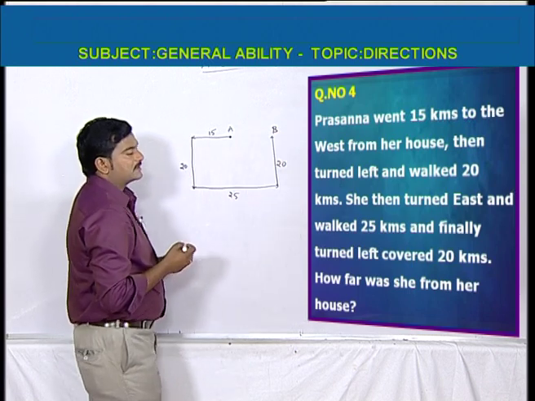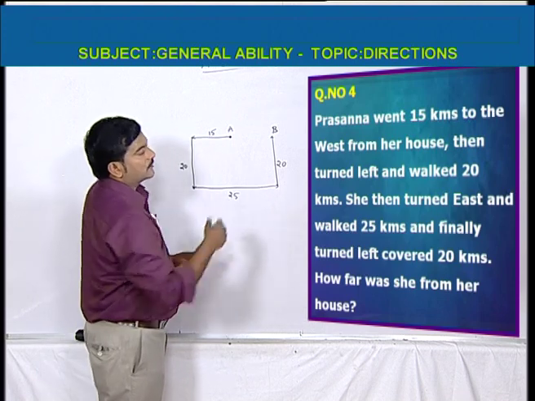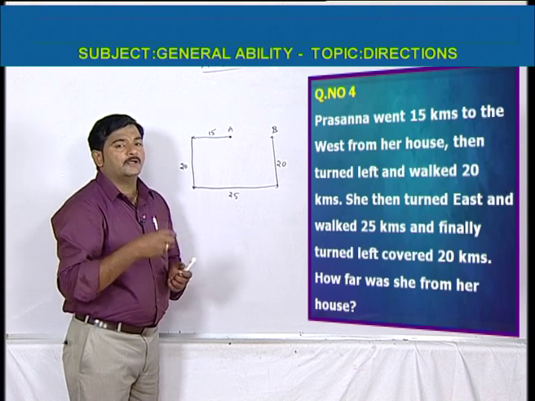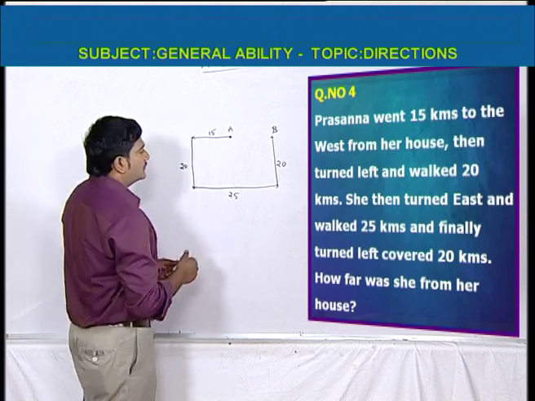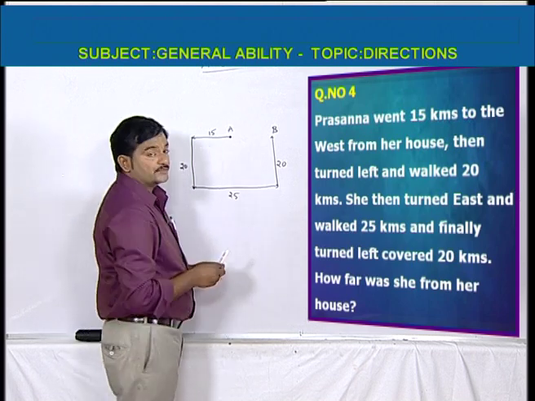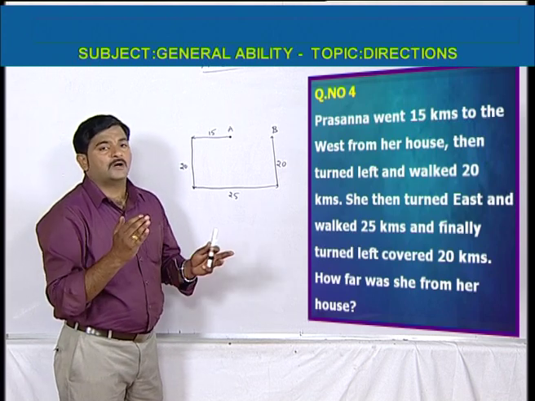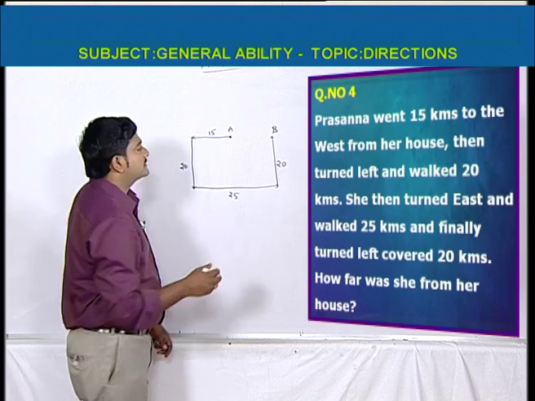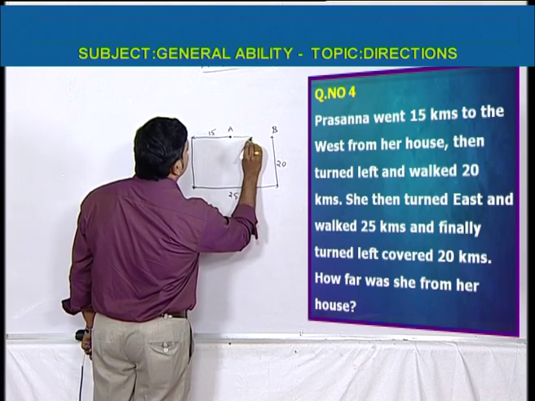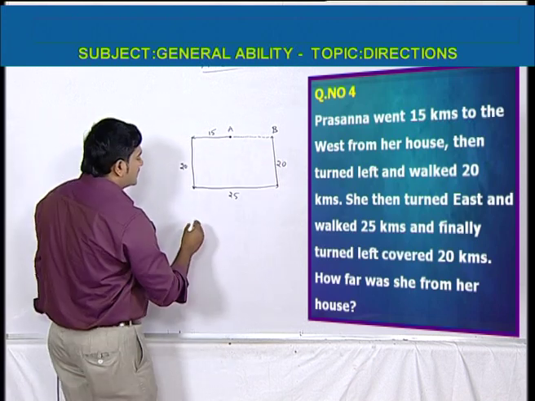What is the given question? How far was she from her house? Here you should not add 15, 20, 25, 20 and all these values. Just now I told you, you have to take the shortest distance between the given two points. For example, A is the starting point and B is the final point. Now I have to find the distance AB.